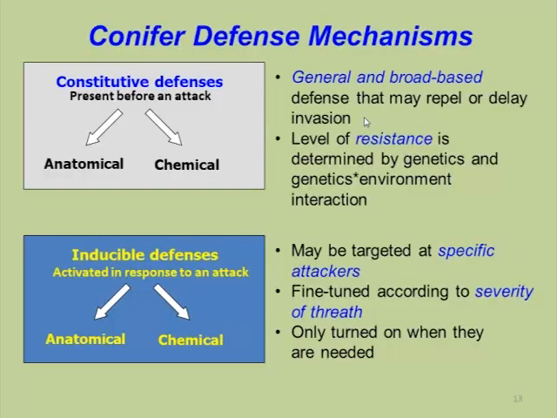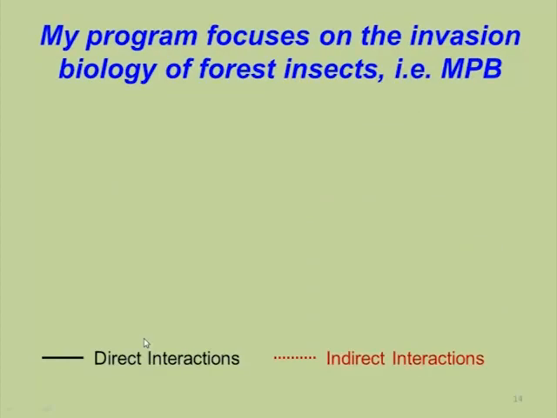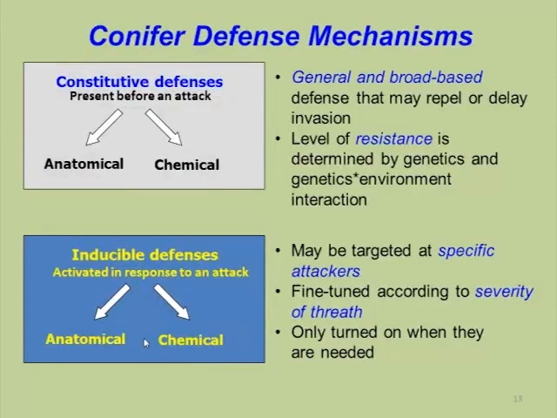I'm going to give a little more information about these defenses. When we're talking about plant defenses, we're talking about two levels. One is constitutive defenses, the other is inducible defenses. Constitutive defenses are present before an attack. They're always there, and are thought to be general, broad-based defenses. They repel or delay a lot of organisms, not targeted at single organisms. Inducible defenses are usually activated in response to the attack, and they are usually fine-tuned according to the severity of the threat. And they are usually target-specific.